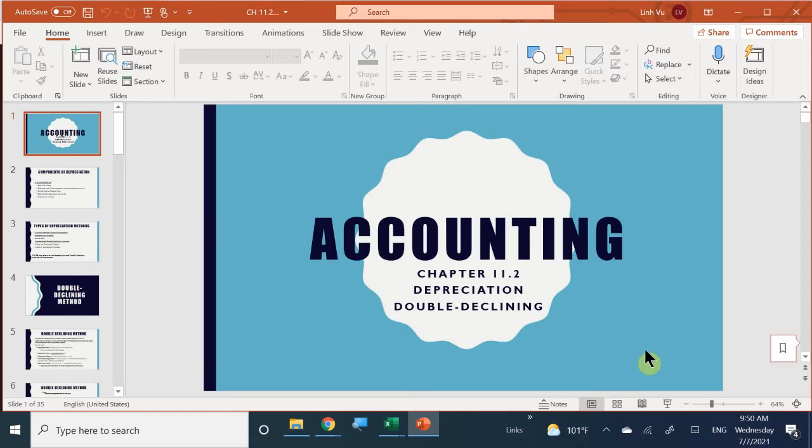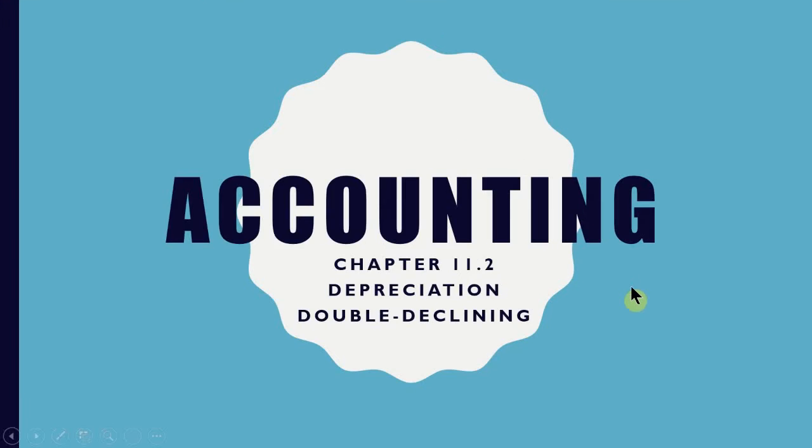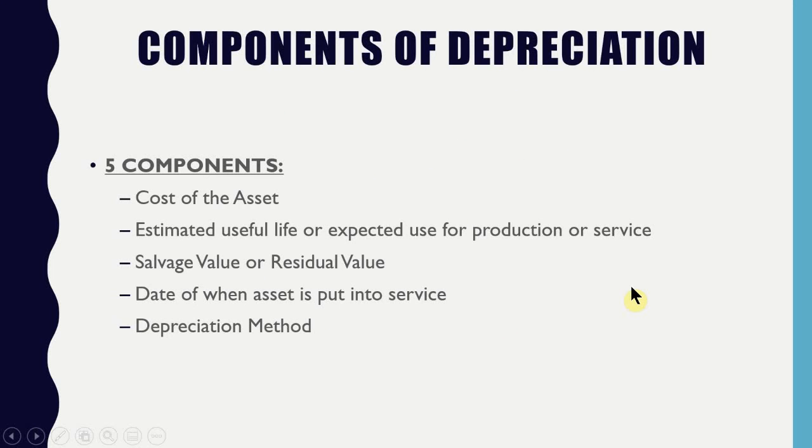All right, so continuing on with depreciation, we're going to be taking a look at the second part of depreciation, which is going to be double declining, okay? So double declining, right? Depreciation we already know as when you purchase your assets, they lose value over time because you're using your assets.